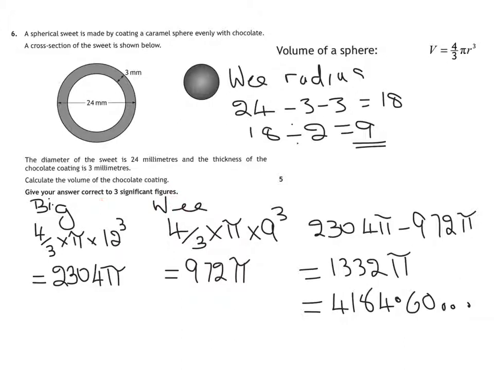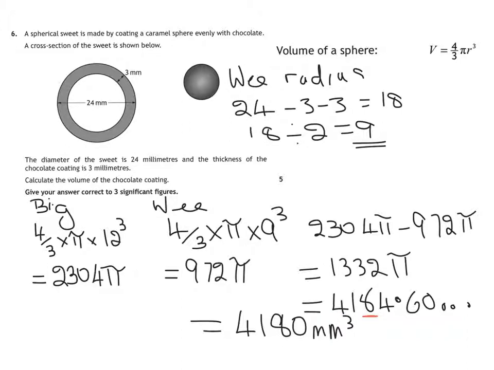rounding to do. First significant figure, second significant figure, third significant figure. So we are rounding to this significant figure, which is the tens. So we are rounding this answer to the nearest 10. So final answer is 4,180 millimetres cubed. Mind your unit, we're dealing with volume.